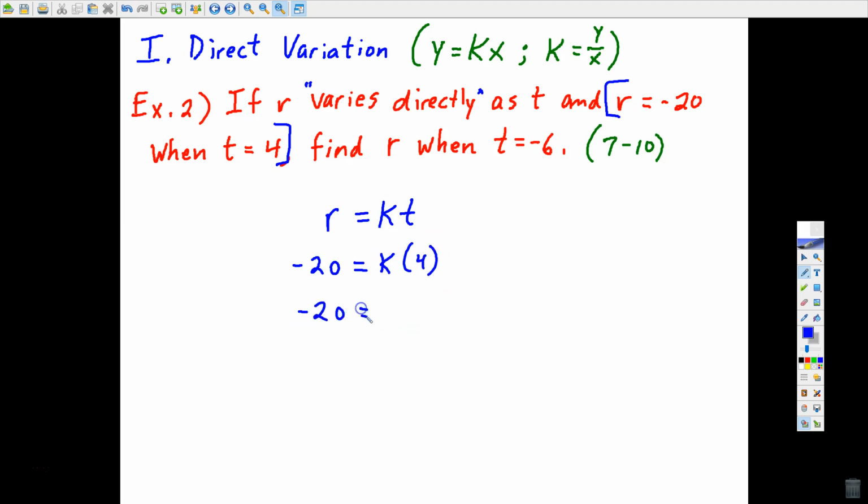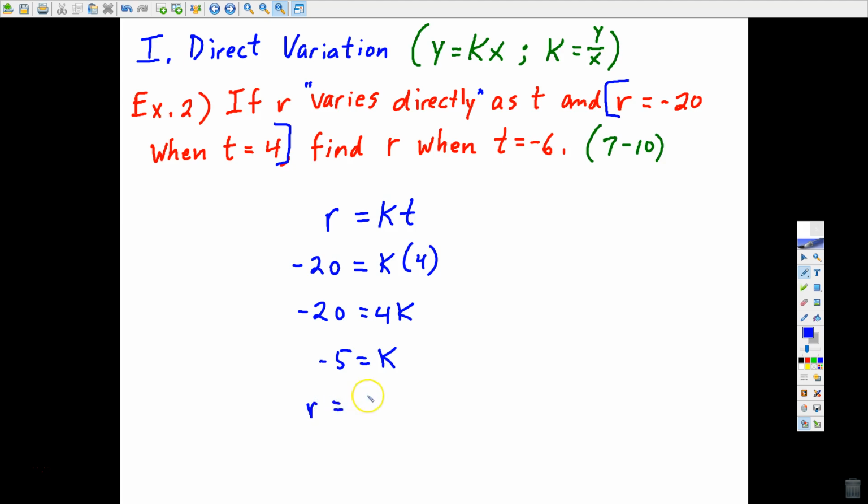Okay, obviously this is 4k. Dividing by 4 on both sides, we got k is -5. Now I'm going to write a specific direct variation equation. Here it's just very general. Don't really know what k is. Now I know what k is.